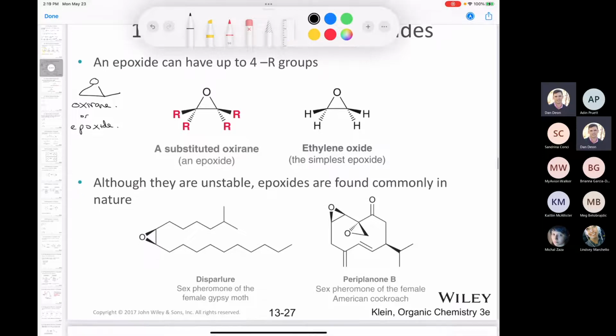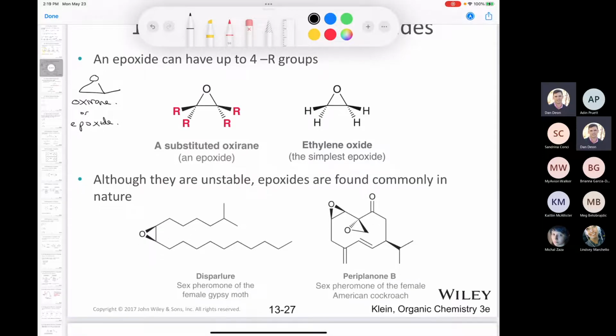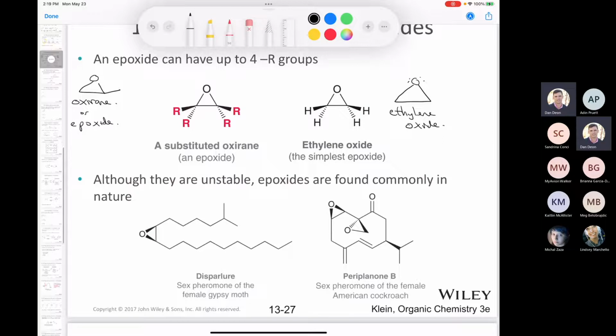So we can have substitution on our oxirane. We can have up to 4 R groups on it. And the simplest possible epoxide is ethylene oxide. So just this compound, besides calling this oxirane, we can also call it ethylene oxide. All right, and you need to know ethylene oxide as well. You should know that name.